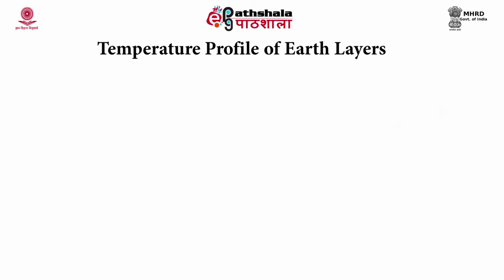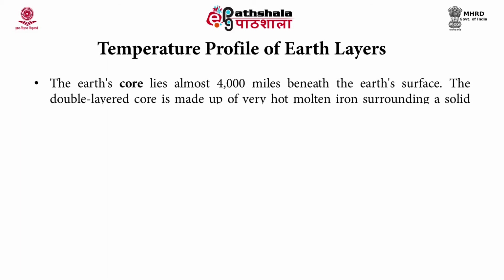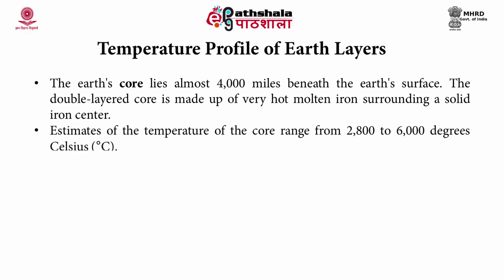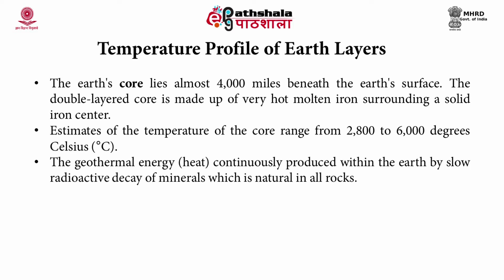Let's see energy inside the earth. We all know the earth is divided into three parts: core, mantle and crust. The earth's core lies almost 4,000 miles beneath the earth's surface. The double layered core is made up of very hot molten iron which is surrounding a solid iron center. Estimates of the temperature of the core range from 2800 to 6000 degrees Celsius. The geothermal energy is continuously produced within the earth by slow radioactive decay of minerals, which is natural in all rocks.